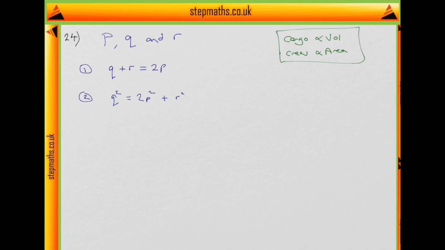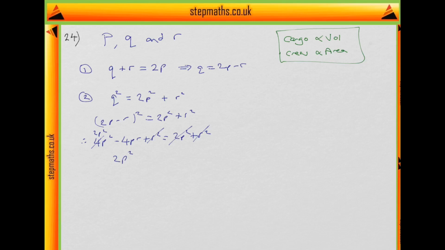Okay, so we can put 1 into 2. So we know that from 1, Q is equal to 2P minus R. And therefore we can put that in. So we get 2P minus R all squared is 2P squared plus R squared. And therefore 4P squared minus 4PR plus R squared is 2P squared plus R squared. So we cancel them off. 2P squared equals 4PR, or simply P is equal to 2R.